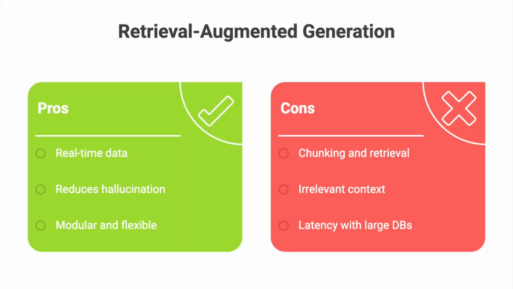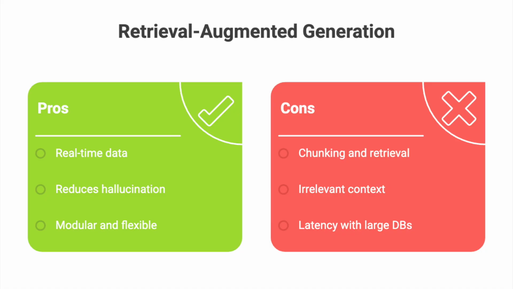So there are some pros and cons as well. RAG is helpful when we want real-time updates or answers from private data. When we use RAG, then hallucination of the LLM gets reduced. RAG is very flexible and modular. It saves our time to fine-tune data frequently.